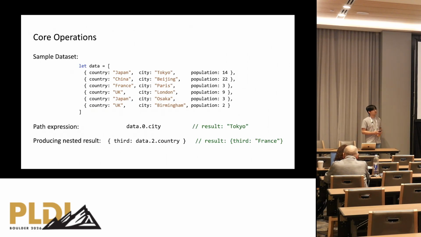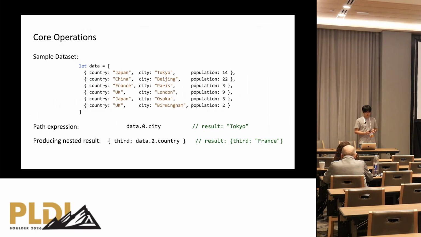So let's start by looking at some core operations in RHYME, and we'll use the sample data set here, which is a JSON array that consists of an array of objects, and each object is essentially a record that contains some fields about country, city, and population. To access some nested field inside, we can just use path expressions, and this might be familiar. This is similar to how JSON path works when accessing nested values. For example, we can do data.0.city to access the first element in the array and then the field city in that object. And we get Tokyo.